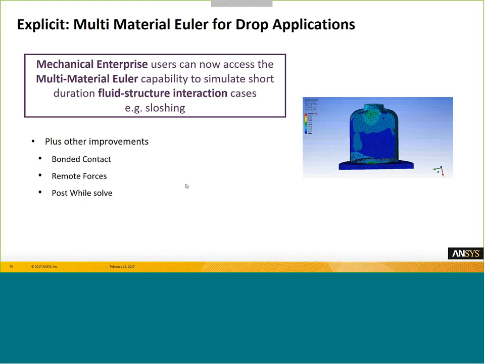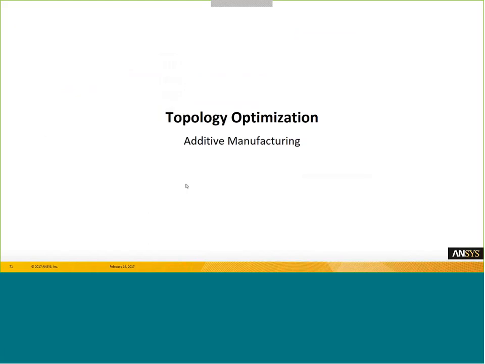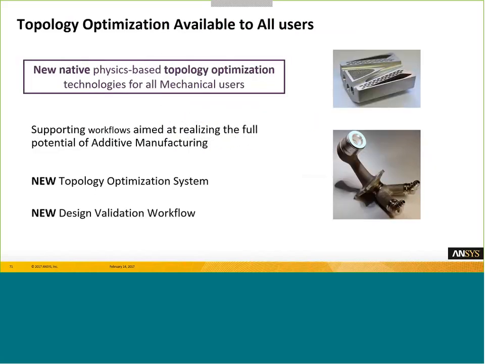As well as some other improvements around bonding contact, remote forces, and being able to post while solve, which is pretty exciting stuff. Okay, so moving on now to topology optimization, probably one of the things that we've had the most questions about on 18.0. So in terms of how it's delivered to our customers, all users with our current product lineup, so that's Design Space, Mechanical Pro, Mechanical Premium, Mechanical Enterprise, get topology optimization 18.0.